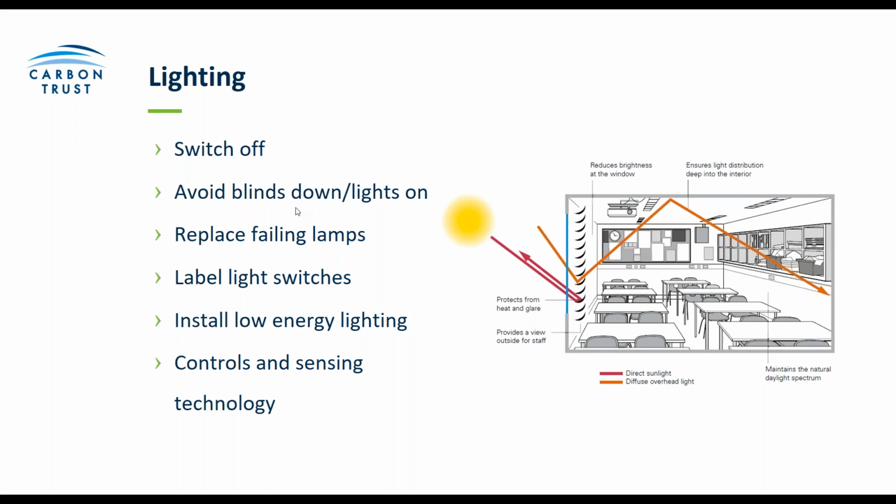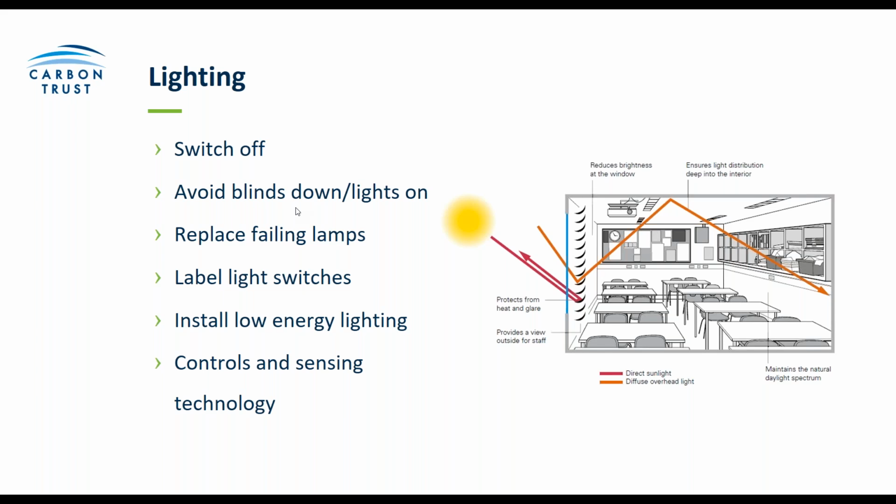Make sure that any failing lamps are replaced as well. So again, going back to the idea of encouraging staff and students just to report anything that they see in terms of any lamp failures, to make sure that the desired light output can be maintained.